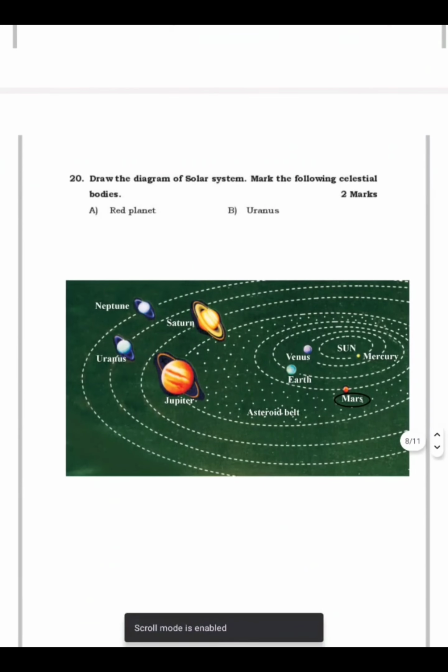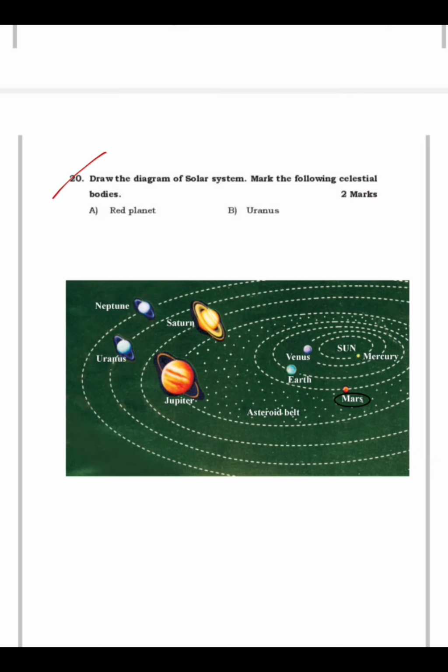Okay, now let's move to question number 20. Draw the diagram of the solar system. Mark the following celestial bodies. You will get a blank page here. You only have to draw the solar system. It should include the sun and all the family of the sun. You can mention only the planets they are asking. Like this, you can draw the solar system.